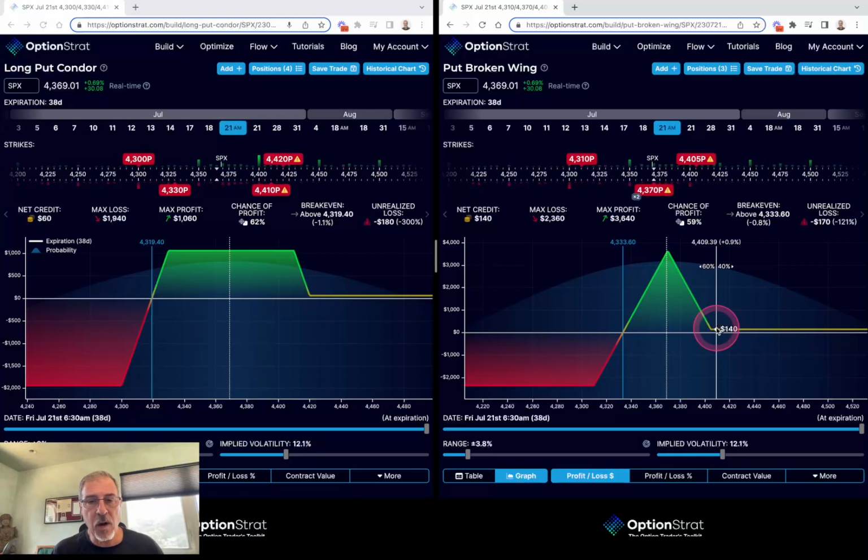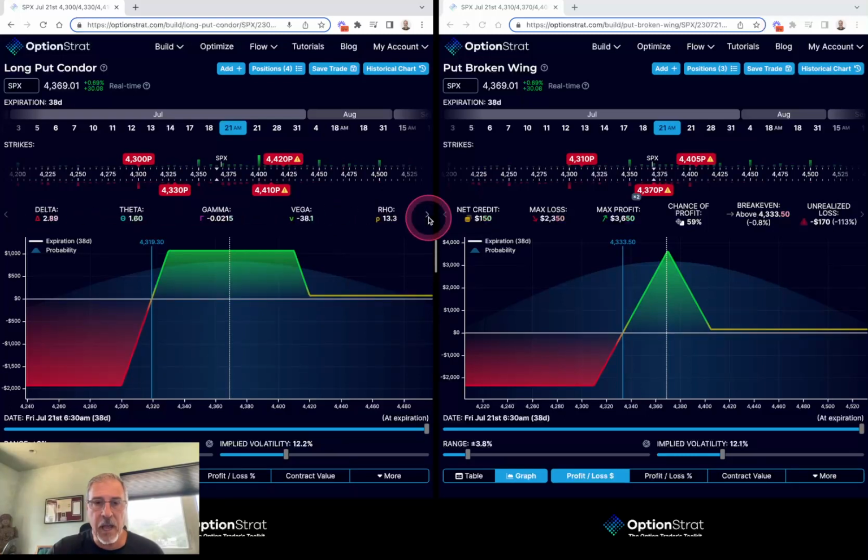So in these trades, the goal is to try to figure out, do you want a wide range on your tent with a lower peak profit, or are you looking to have this higher level of peak profit? Our chance of profit is very similar in both of these, 62%, 59%. Now, let's take a look at the Greeks.